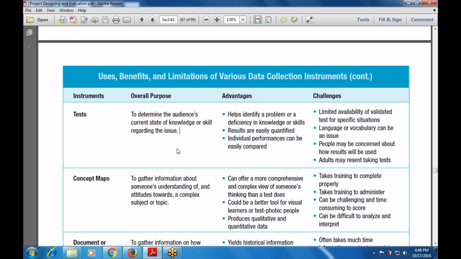Now, what are the various challenges? Challenges in the sense, what are the various limitations over here? The first limitation is the limited availability of validated tests for specific situations. Whatever the situation that is used, there is limited availability of data and limited resources, so there's limited availability of validated tests for specific situations.